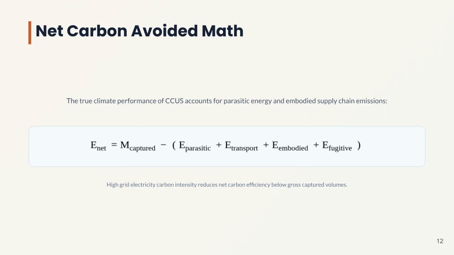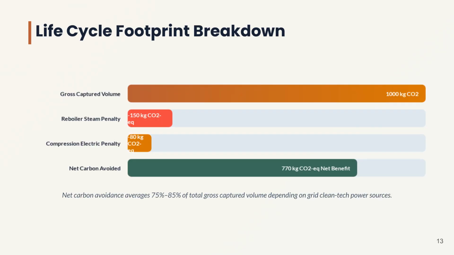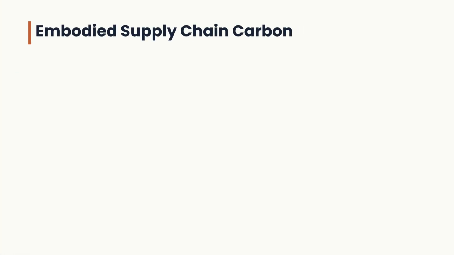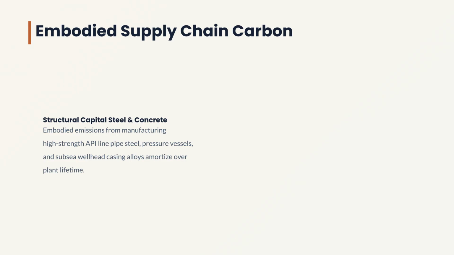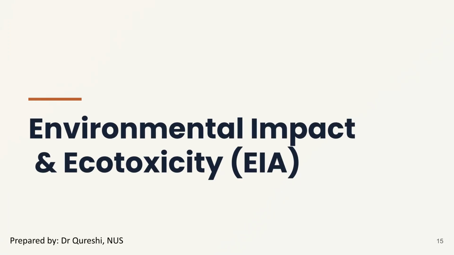The net carbon avoided calculation must account for parasitic energy consumption, transport emissions, embodied energy in materials, and potential fugitive emissions. This footprint breakdown shows how penalties for reboiler steam and compression electricity reduce the gross capture volume to a final net climate benefit. Embodied supply chain carbon includes emissions from the manufacturing of structural materials like steel and concrete, as well as the production and degradation of chemical solvents. Finally, we must consider environmental impact assessments, or EIA, which address broader ecological concerns beyond carbon, such as ecotoxicity.